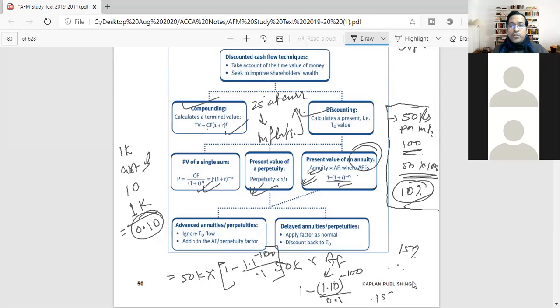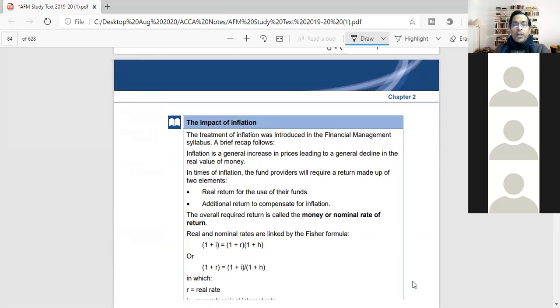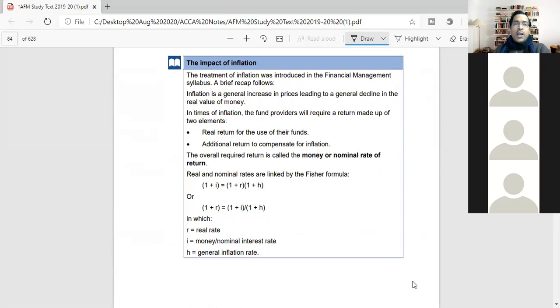Delayed annuity and perpetuity, we will consider that when we go through the annuity related problems. So discounting back and applying factor, this is very similar to all these steps. We'll just understand through the problems. Moving on, let's do a couple of questions fast.